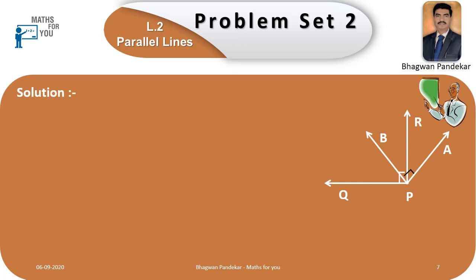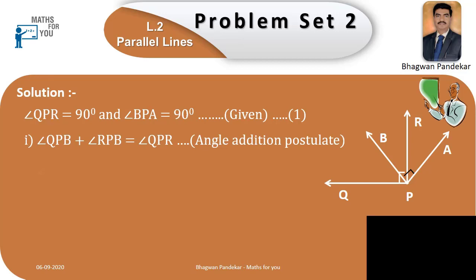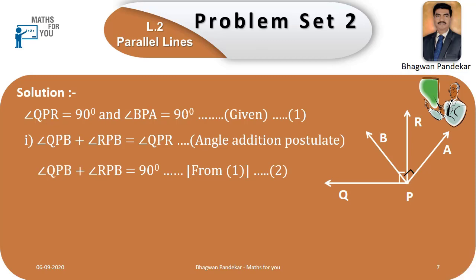Solution, observing this figure we can write angle QPR is equal to 90 degree and angle BPA is equal to 90 degree. Here the given information, this is your equation first. First, angle QPB plus angle RPB is equal to angle QPR. Reason is angle addition postulate. Therefore, angle QPB plus angle RPB is equal to 90 degree from equation first. So this is your second equation.